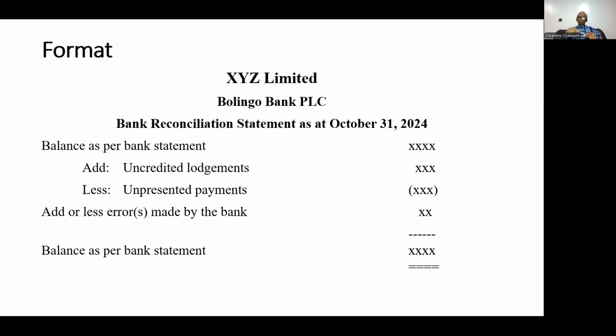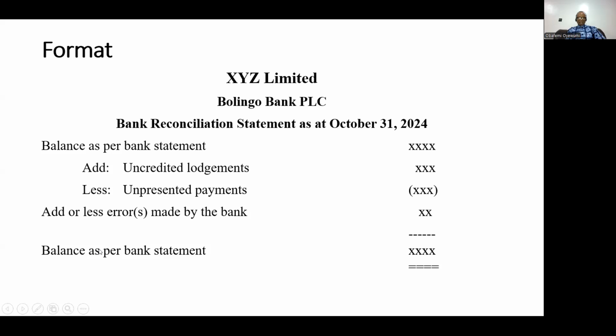So what do you have to do? You have to write to the bank to say we have detected some errors. Please correct this, so that you're able to align with your own bank balance at the end of the day. That is the way to do it.